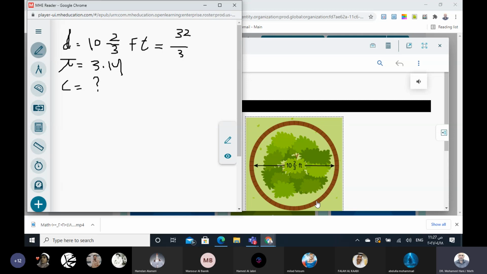We want to find the brown line here. What is the measure of the brown line? This is the circumference. How? The information here, we have D. So use the first formula. C equals pi times D. So C equals pi 3.14 times the diameter here, 32/3.